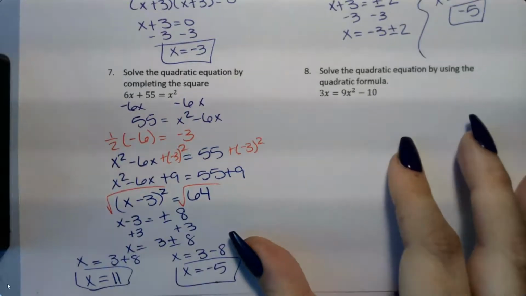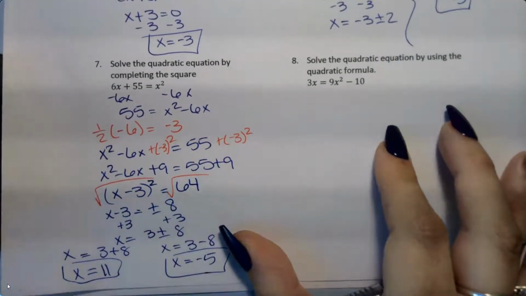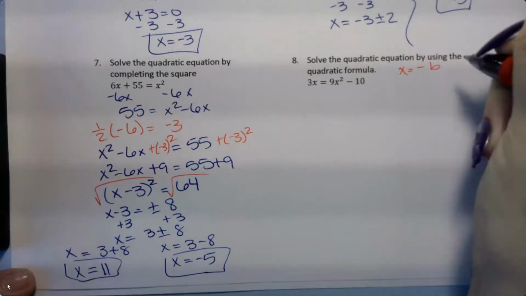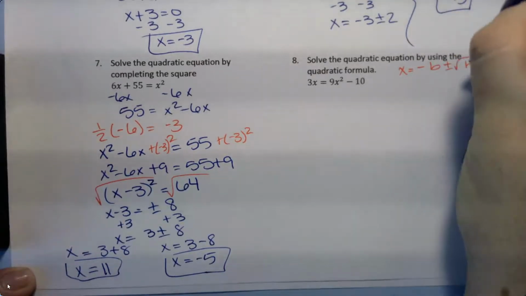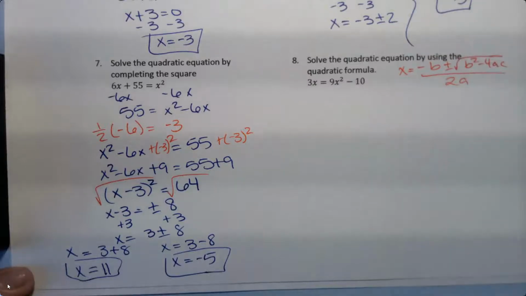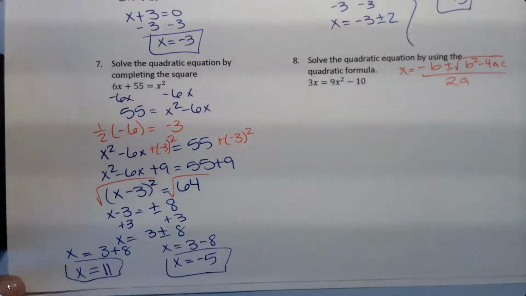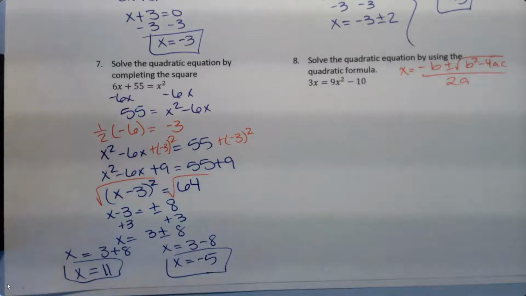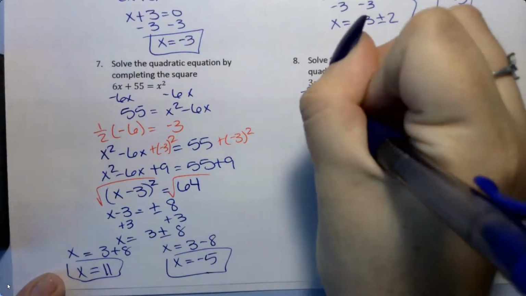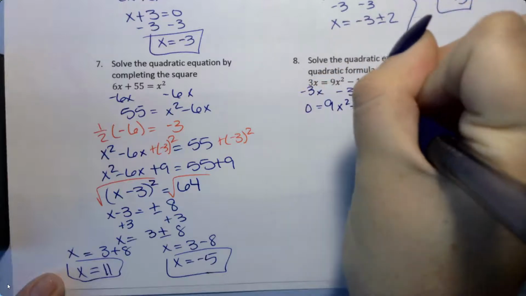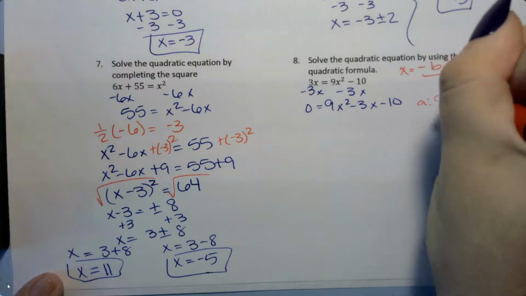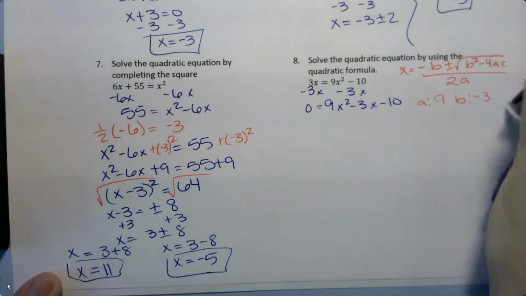Okay, number 8 wants me to solve using the quadratic formula. So remember, this is x equals negative b plus or minus the square root of b squared minus 4ac all over 2a. So in order to use this formula, I need my quadratic equation to be in standard form. So I want to subtract this 3x over to both sides. So I'm going to have 0 equals 9x squared minus 3x minus 10. My a is 9. My b is negative 3. And my c is negative 10.